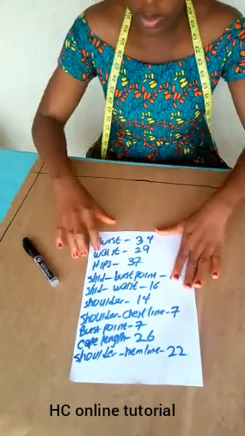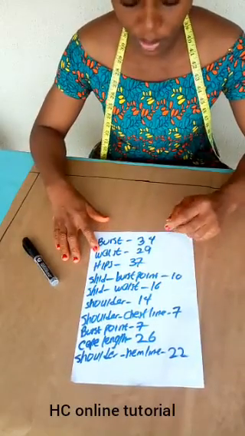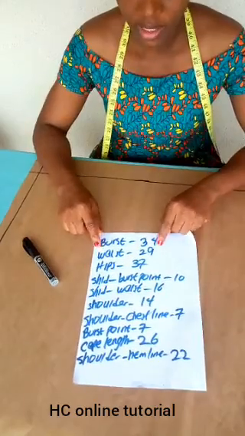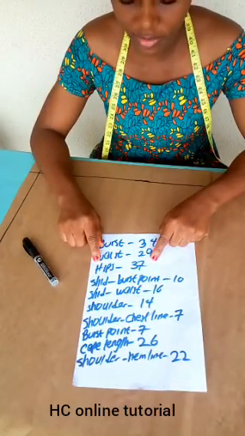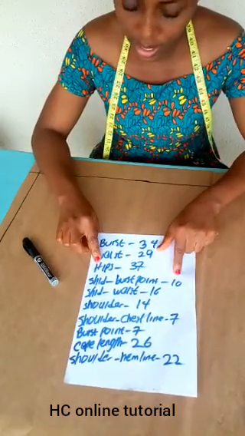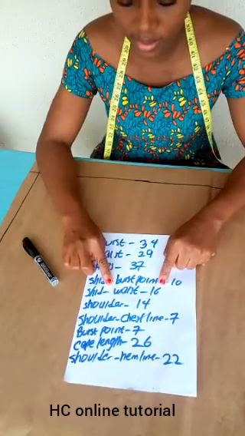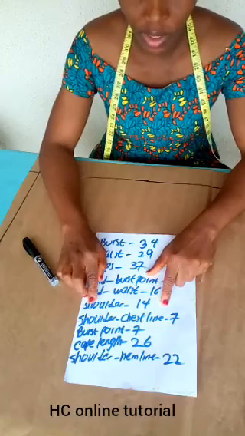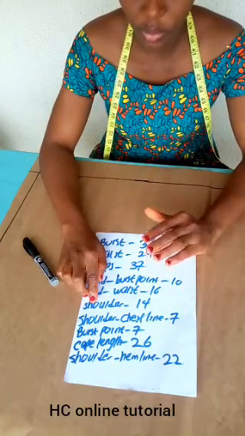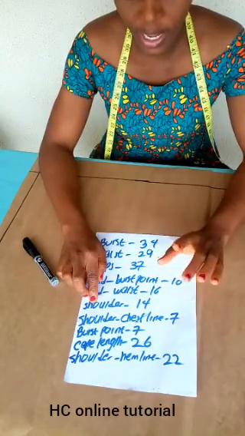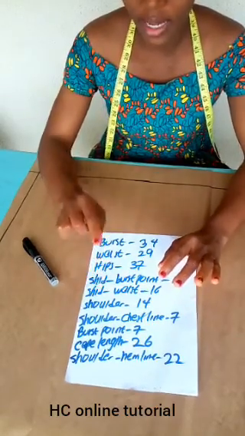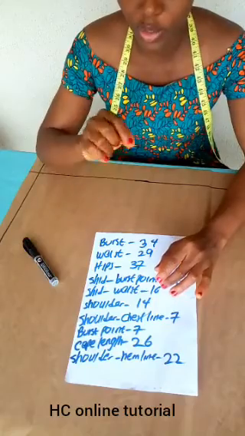The measurements we're using for this tutorial are: bust circumference of 34, waist circumference of 29, hip circumference of 37, shoulder to bust point 10, shoulder to waist 16, shoulder circumference 14, shoulder to chest line 7, bust point 7, the cape length 26, and the shoulder to hem line, that is the length of our jacket, is going to be 22.